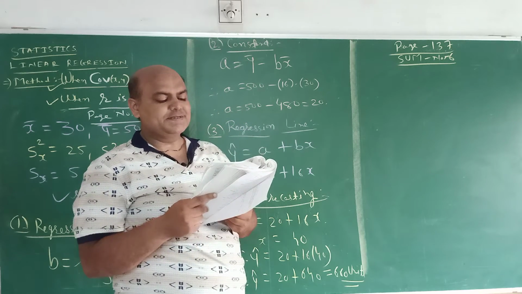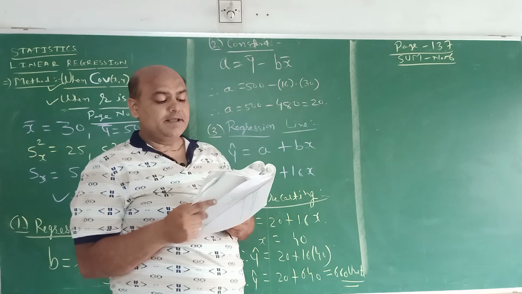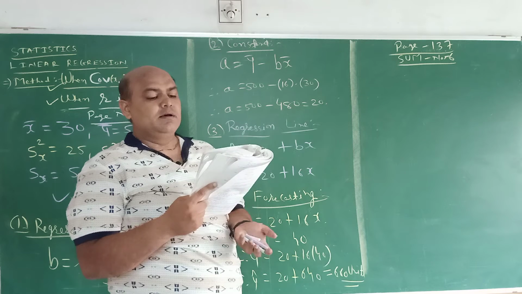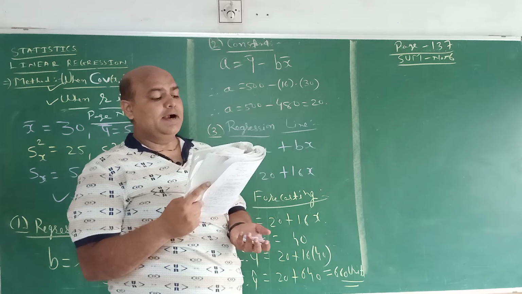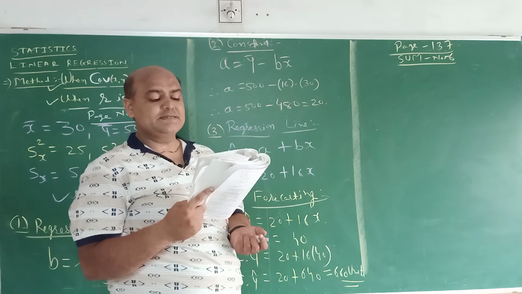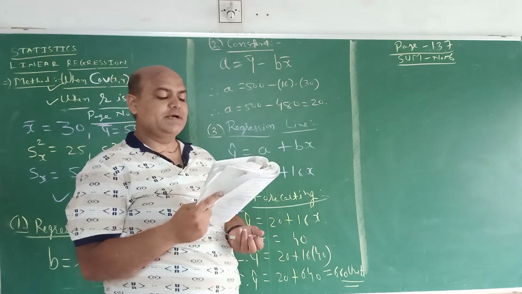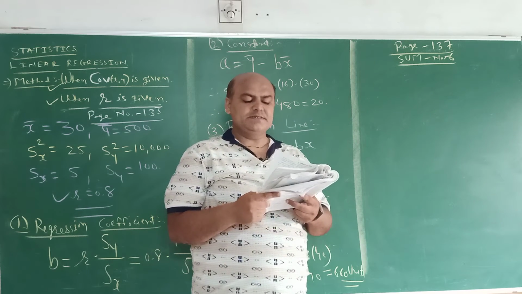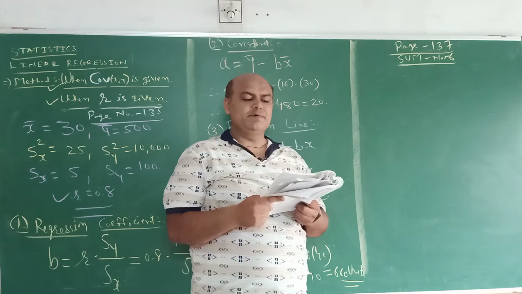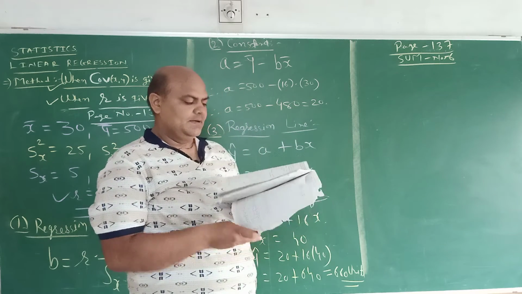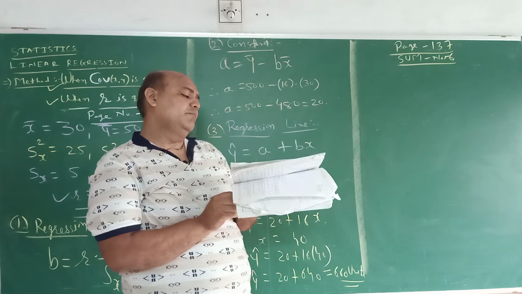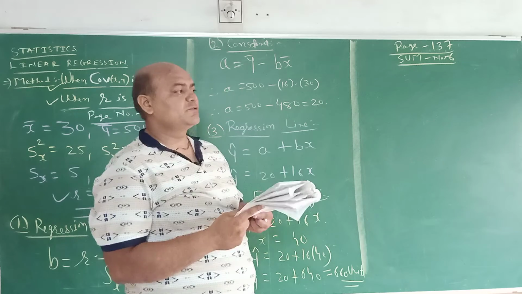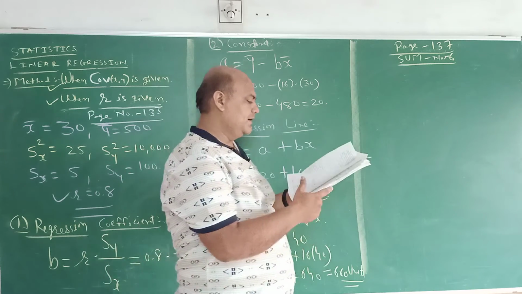The following information is given for 10 firms running business of clothes in a city regarding their average annual profit in lakh rupees and average annual administrative cost in lakh rupees. Two things are given. One is profit in lakh rupees. Administrative cost is also given in lakh rupees. They provide the column mean. Mean is x bar and y bar.